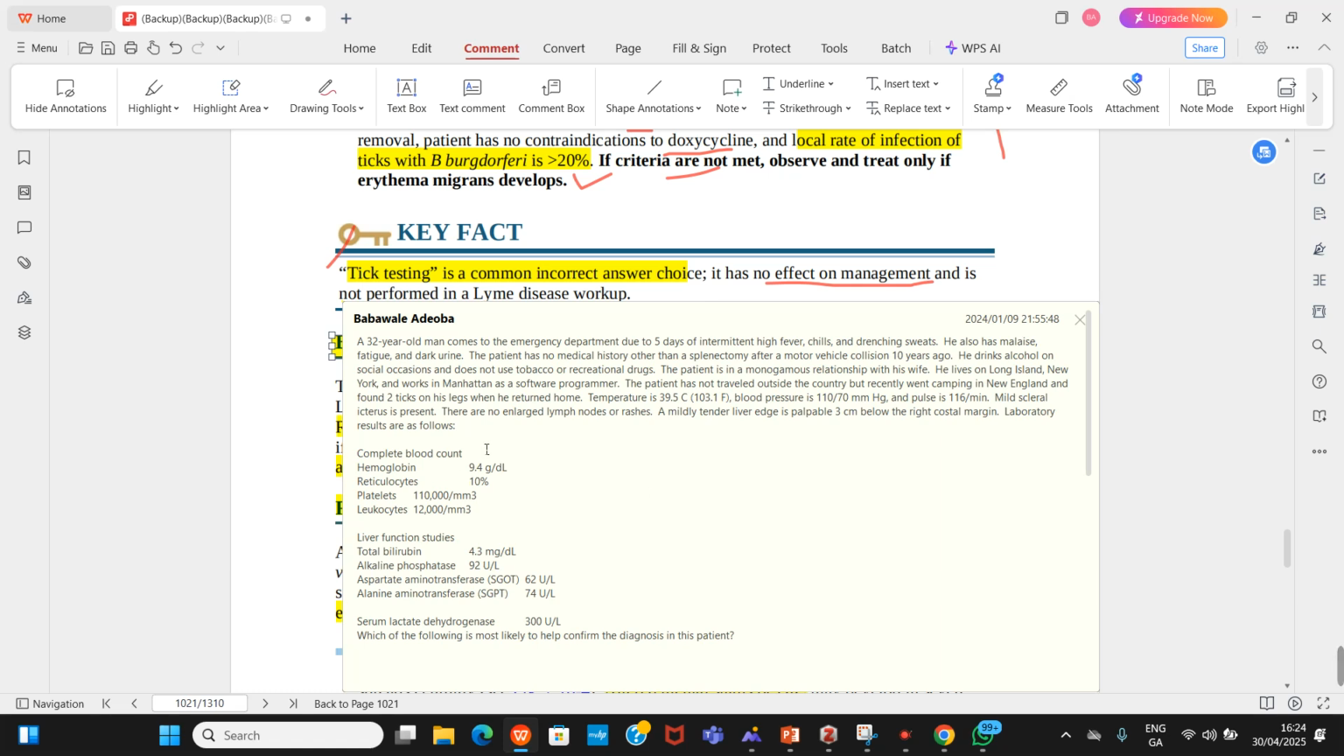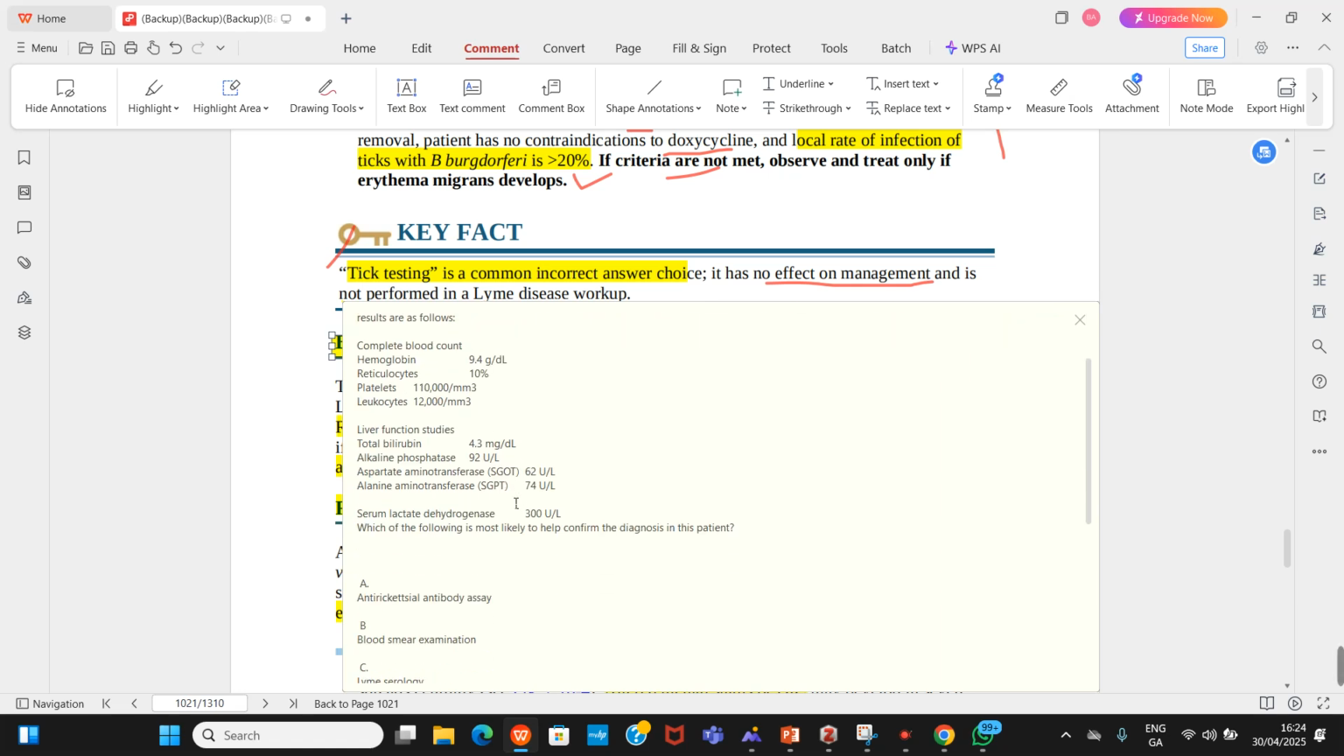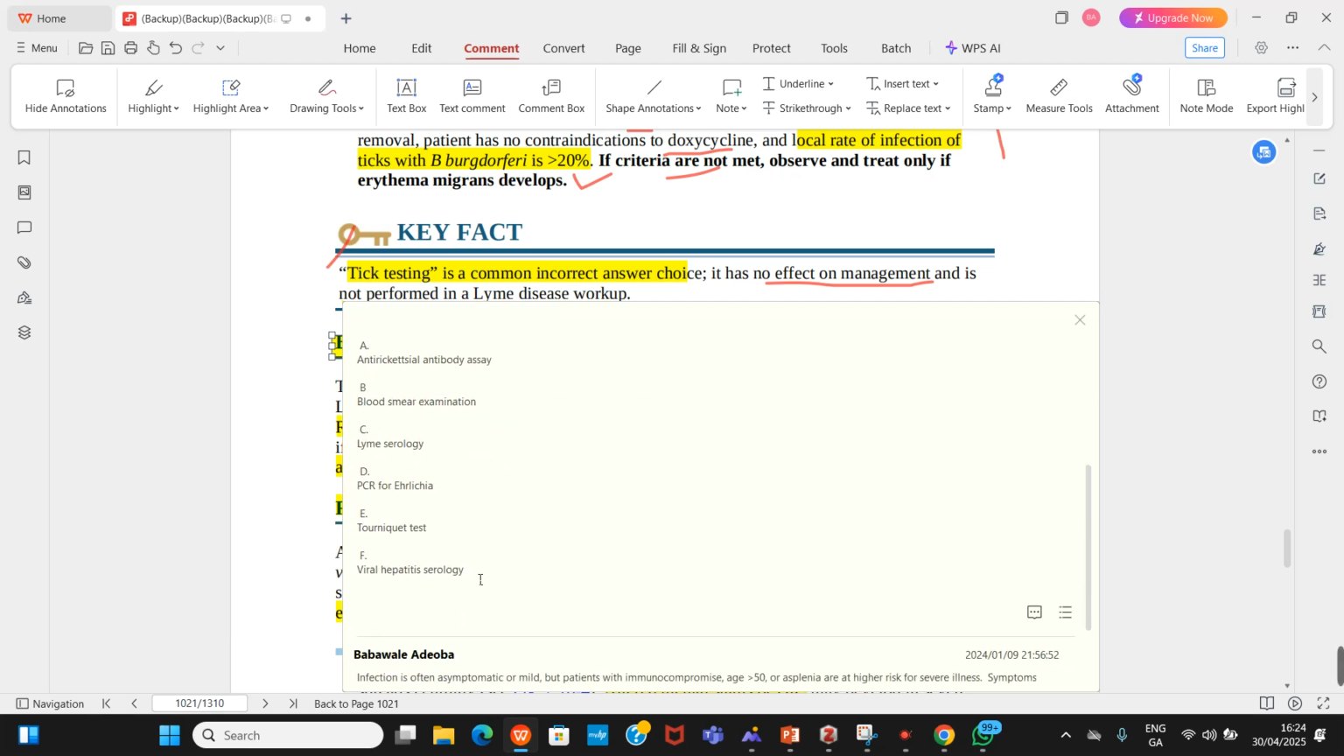Laboratory results are as follows. Hemoglobin 9.4, reticulocyte 10%, platelet 110, leukocyte 12,000. LFT: total bilirubin is 4.3, alkaline phosphatase is 92, aspartate aminotransferase is 62, alanine is 74, LDH is 300. Which of the following is the most likely test to confirm the diagnosis in this patient?